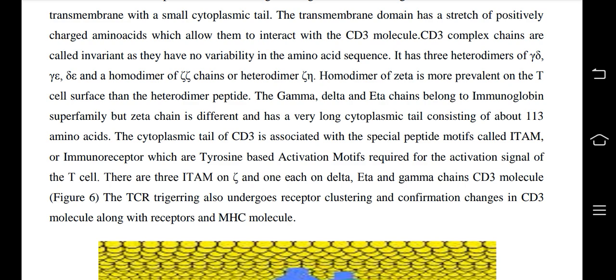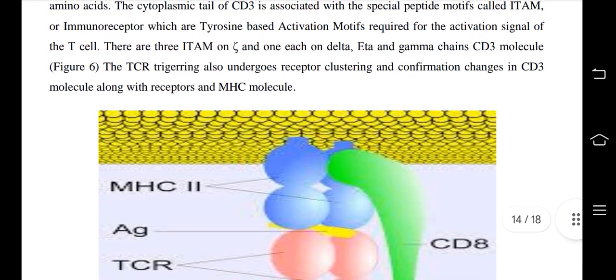The cytoplasmic tail of CD3 is associated with special peptide motifs called ITAMs, or immunoreceptor tyrosine-based activation motifs, required for the activation signal of the T cell. There are 3 ITAMs on zeta and 1 on each of the delta, epsilon, and gamma chains of the CD3 molecule. TCR triggering also undergoes receptor clustering and conformation change in the CD3 molecule along with the receptors and MHC molecule.